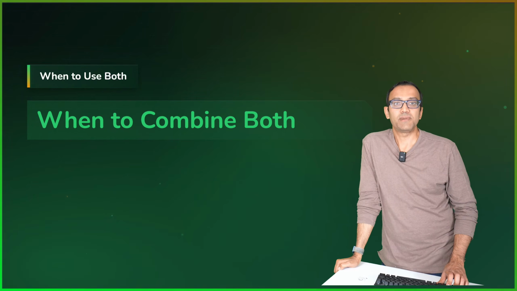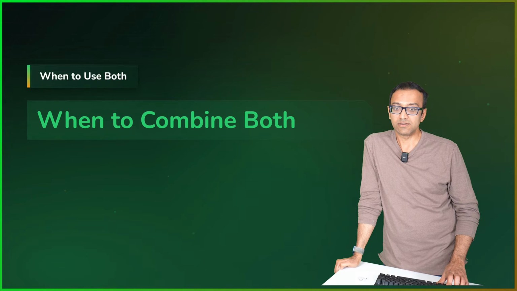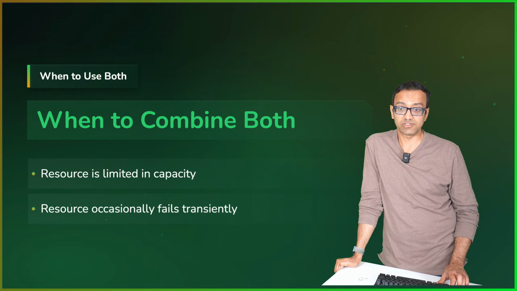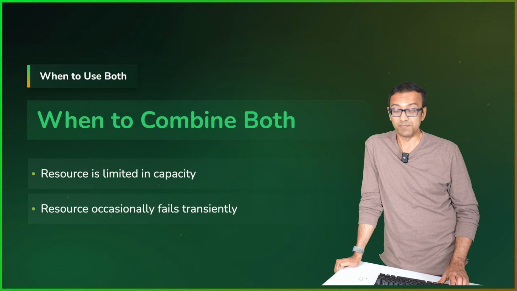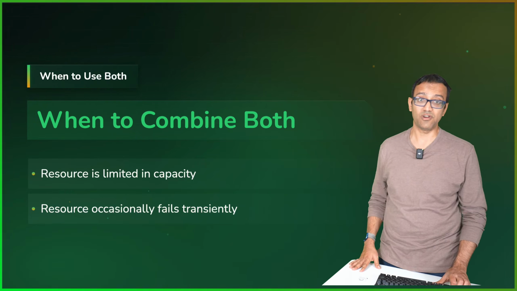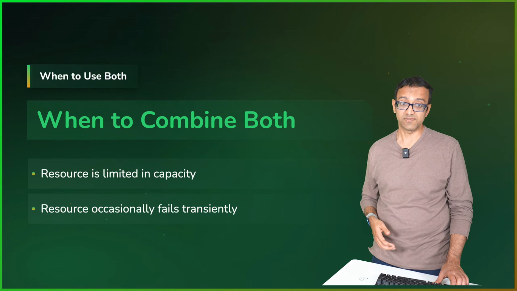Okay, so when do you combine both? When you need to limit capacity, when resources are limited in capacity, and it also occasionally fails transiently, right? So external APIs fit both criteria, right? They have concurrency limits and they do tend to fail occasionally. So that's a great example for doing both of these.